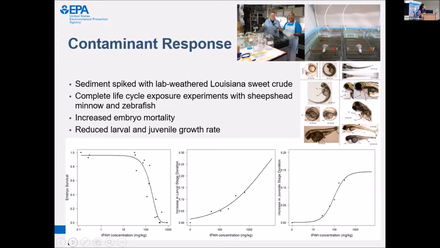On the left, you have embryo survival as a function of TPAH concentration. You can see that there's a threshold where it starts dramatically decreasing. The second panel shows our larval stage duration. So as they slowed their developmental rate, it took them longer to reach the juvenile stage. And the same can be said for the juvenile stage. So with increasing TPAH exposure, it took them longer to get to the adult stage. And based on the local estimates of TPAH values, we would alter our vital rates accordingly.